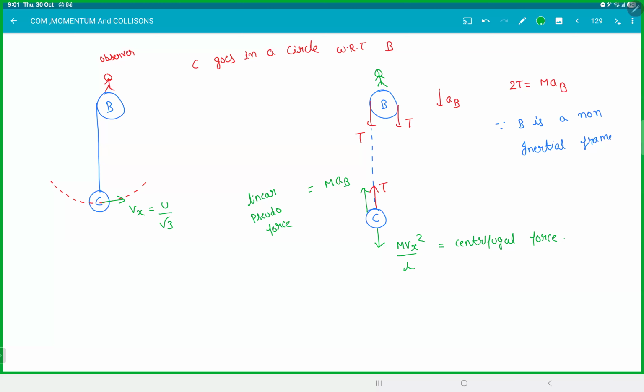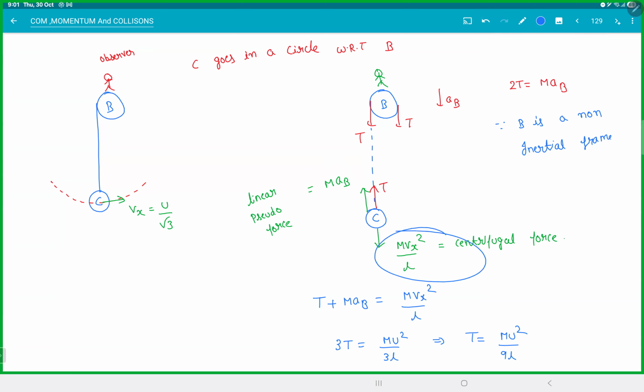Got this? So now, if you draw the FBD here, tension plus m into aB is equal to m Vx square by L. And what is m into aB? 2T. So this will be 3T. What is Vx? u square by 3L. Tension will be m u square by 9L. The most common mistake is people will not write this maB. You write the centrifugal force.